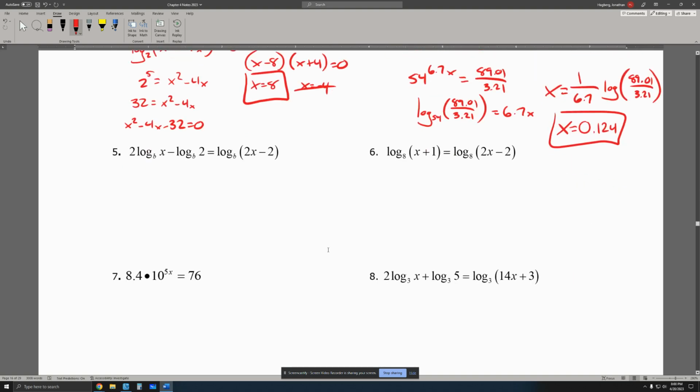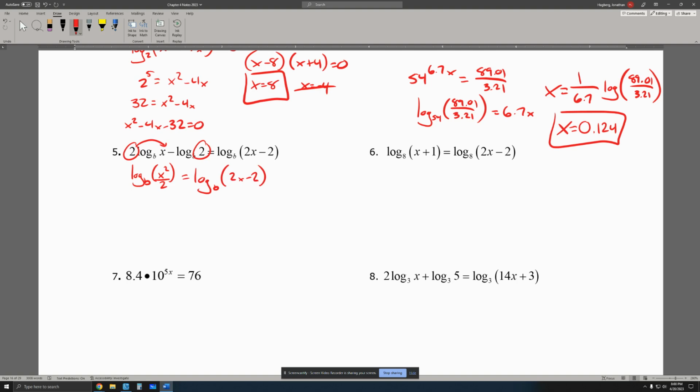Okay, number 5. We have log base b now, so the base is a variable. We'll see how that actually doesn't matter in this case. Here we have log base b of x squared, using that power rule, we'll move that up here. And you know what? Let's go ahead and also do the quotient rule. So over 2. And then that's equal to log base b of 2x minus 2.